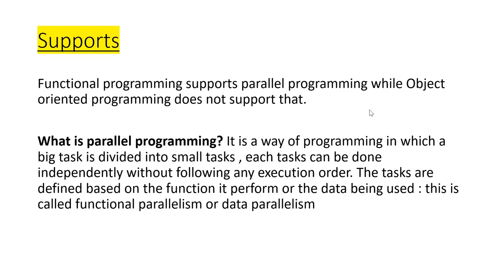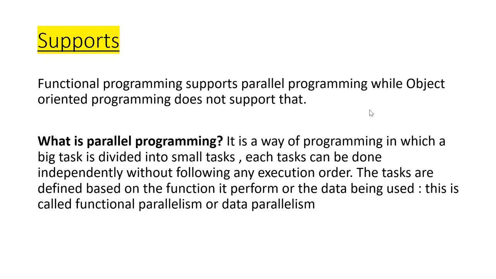In parallel programming, each task is a discrete unit of a large task, or you can say each task is a small unit of a large task. You can say that a task is broken down into multiple subtasks. Each task is independent and their execution order does not matter. The tasks are defined according to the function they perform or data used in processing. Okay, so this is called parallel programming.